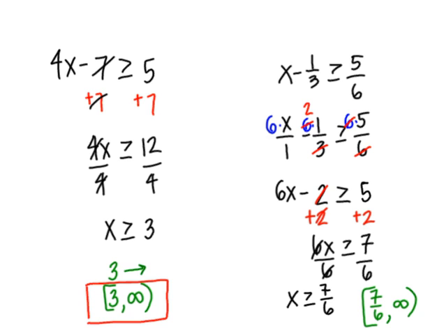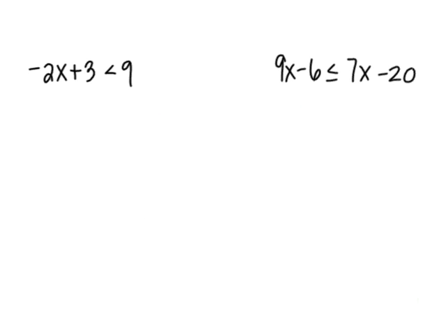Okay, so let's keep going. My next problem is negative 2x plus 3 is less than 9. The first thing I'm going to do is move my 3 over, so I'm going to subtract 3 from both sides, and negative 2x is less than 6.